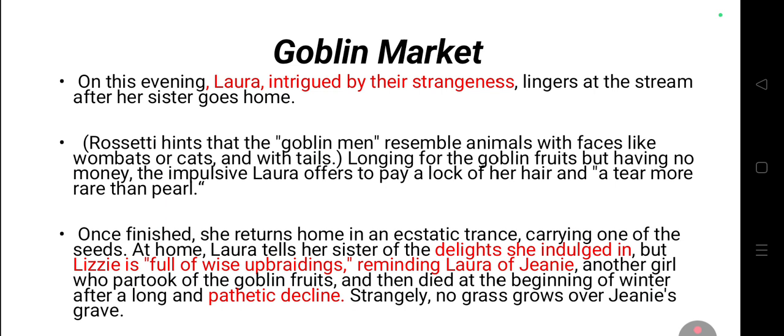Longing for the goblin fruits, but having no money, the impulsive Laura offers to pay a lock of her hair and a tear more rare than pearl. Those are the exact words used by Christina Rossetti, that she offered a lock of her hair and a tear more rare than pearl. She did not have money. She wanted to buy those fruits. So she attempted through a barter system.